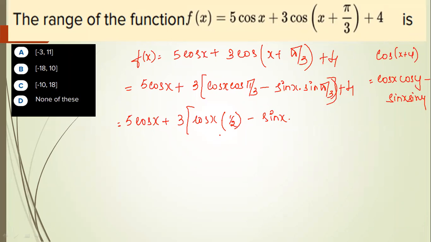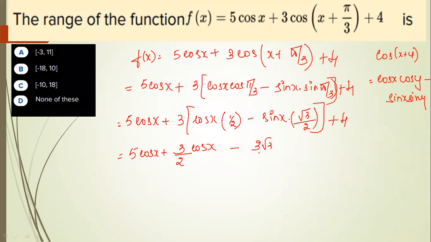It is square root of root 3 by 2, correct? Root 3 by 2 plus 4. So that is 5 cos x plus, multiply 3 inside, so it becomes 3 by 2 cos x minus 3 root 3 by 2 sin x. Okay, I am multiplying 3 inside. First term multiplied, then I have multiplied it to this term plus 4.